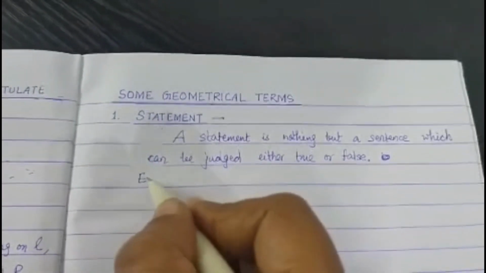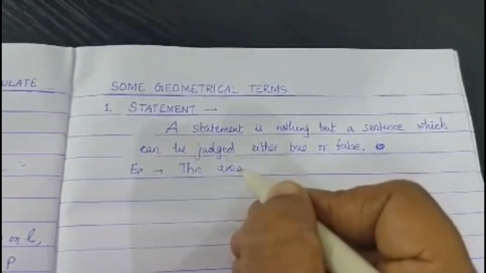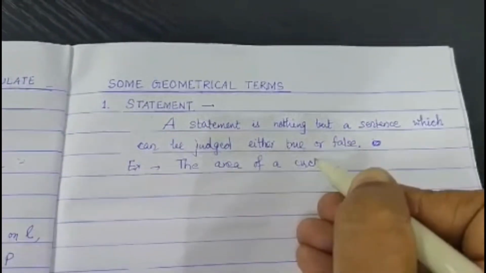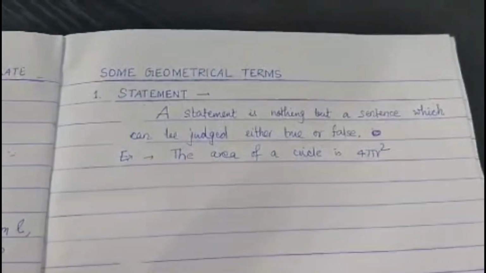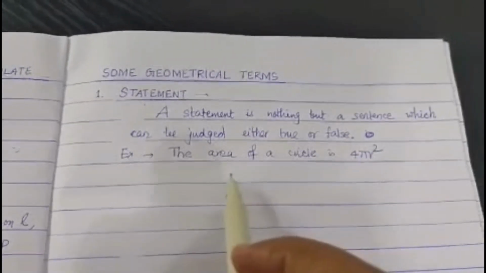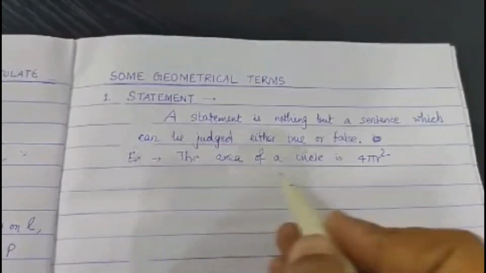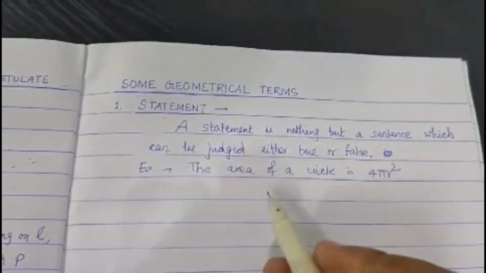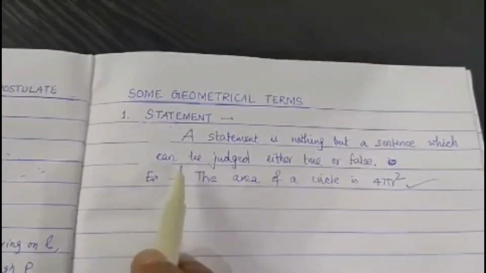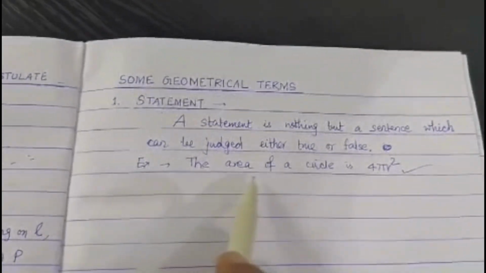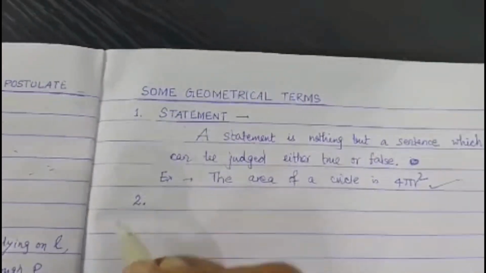Like if I say that the area of a circle is 4 pi r square. This is a sentence, this is a statement. Now you have to check whether it is true or false. It is not true, it is false. So this was the example. So this is a statement, and you can judge whether it is true or false.